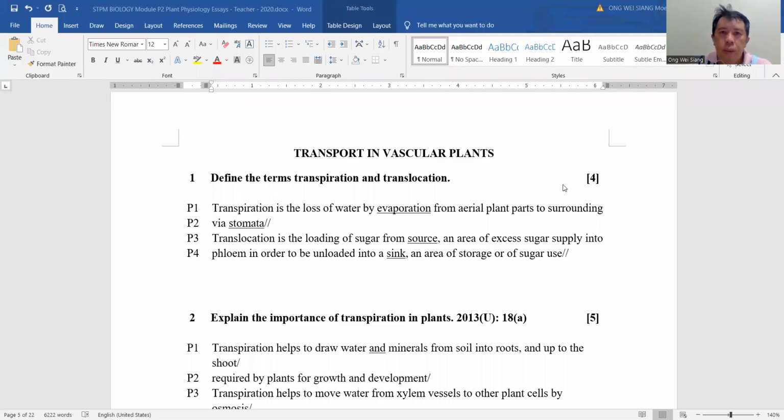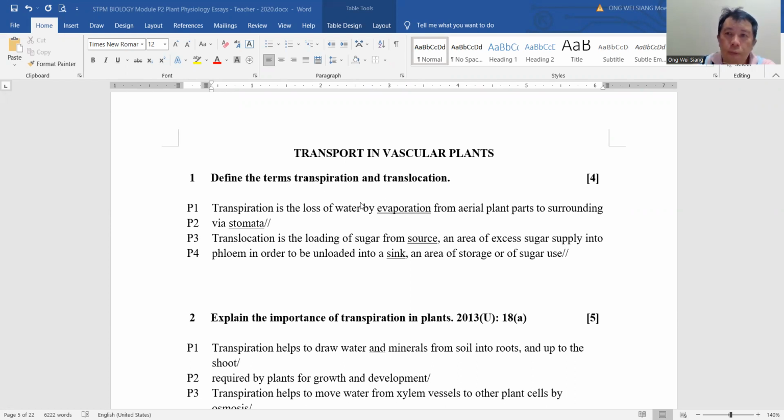Good day, everyone. This video will talk about the transport in vascular plants. So when we talk about the vascular plants, remember here we are focused on the flowering plants. So from here, we are using the xylem and phloem. Okay. So the first question, define the terms transpiration and translocation.